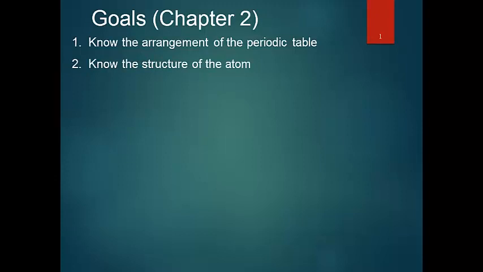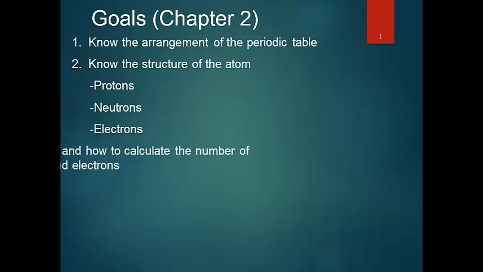Point number 2, know the structure of the atom. Basically, protons and neutrons comprise the nucleus at the center of the atom, and electrons circulate around them in orbits, also known as orbitals, as we'll find out later on in the course. So protons, neutrons, and electrons, and also how they're arranged, as I spoke about before.